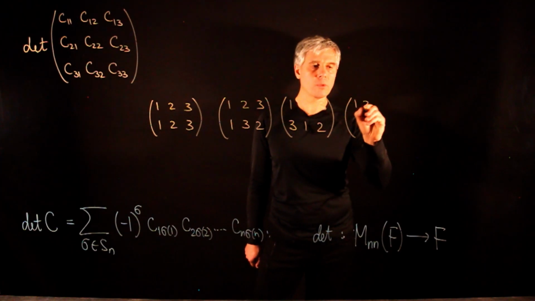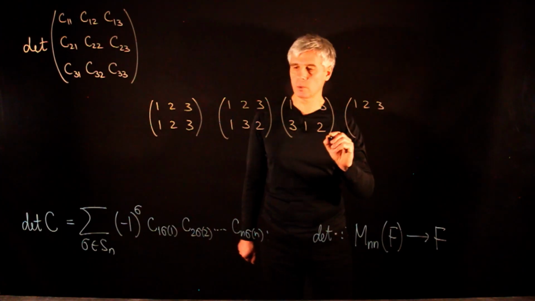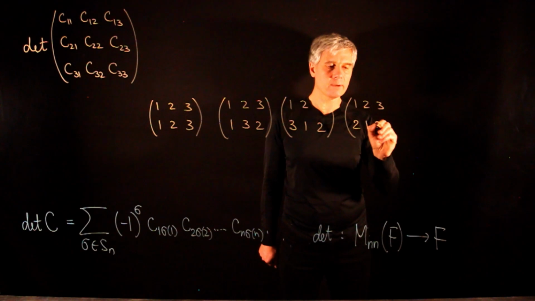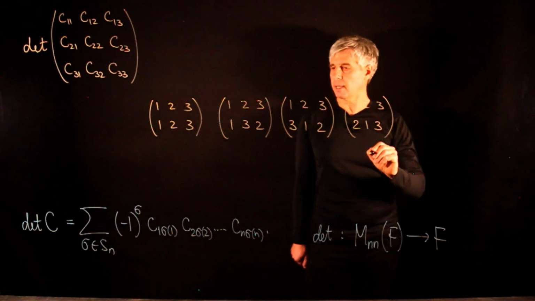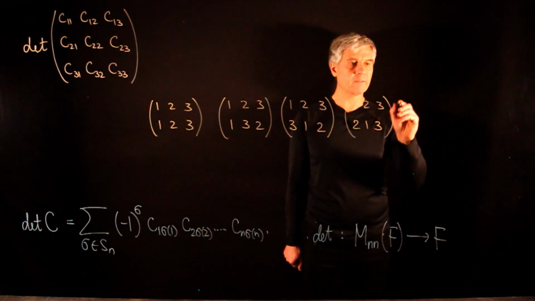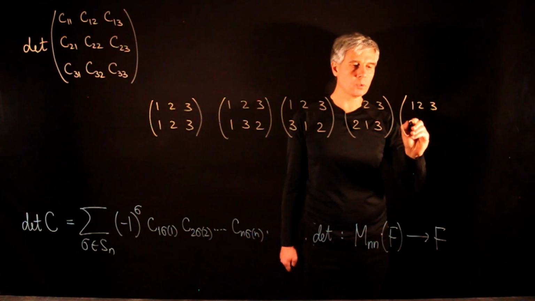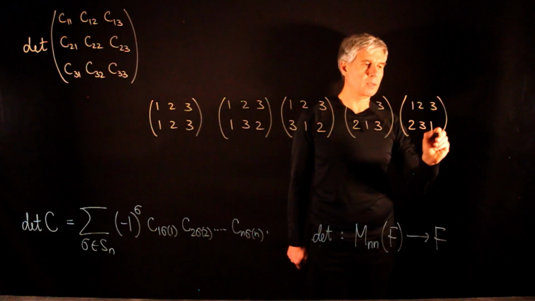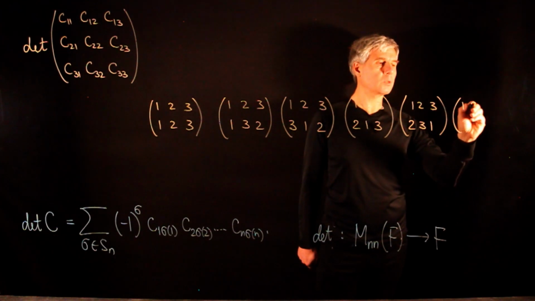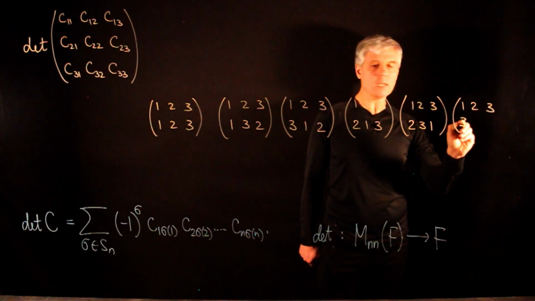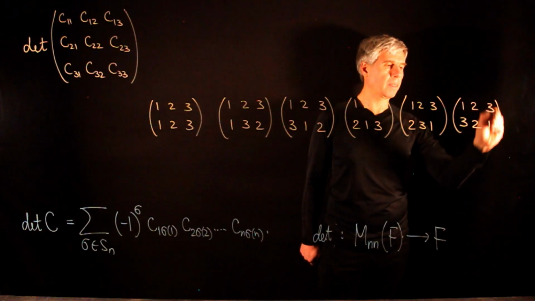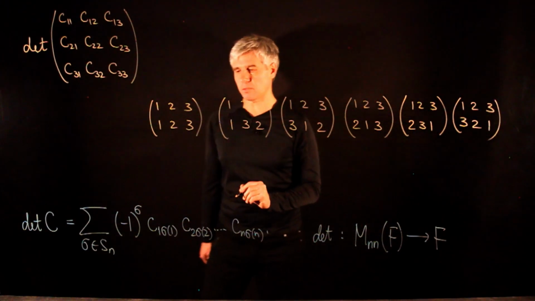Then we have 1, 2, 3 goes to 2, 1, 3. Then we have 1, 2, 3 goes to 2, 3, 1. And finally we have 1, 2, 3 goes to 3, 2, 1. Now, what are the parities of these permutations?